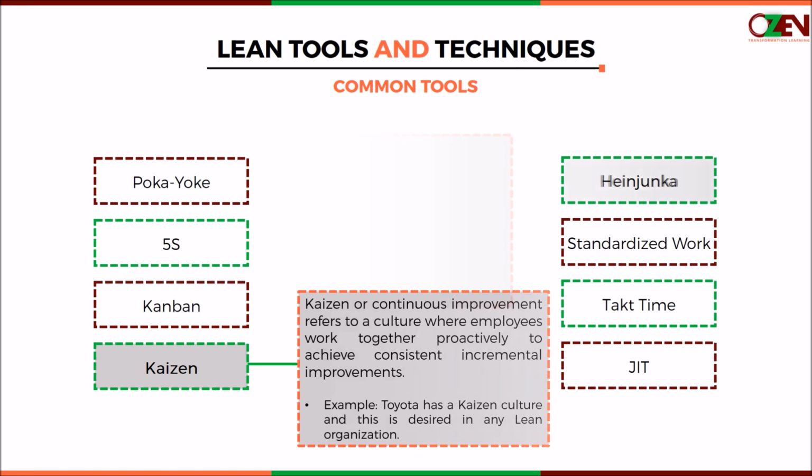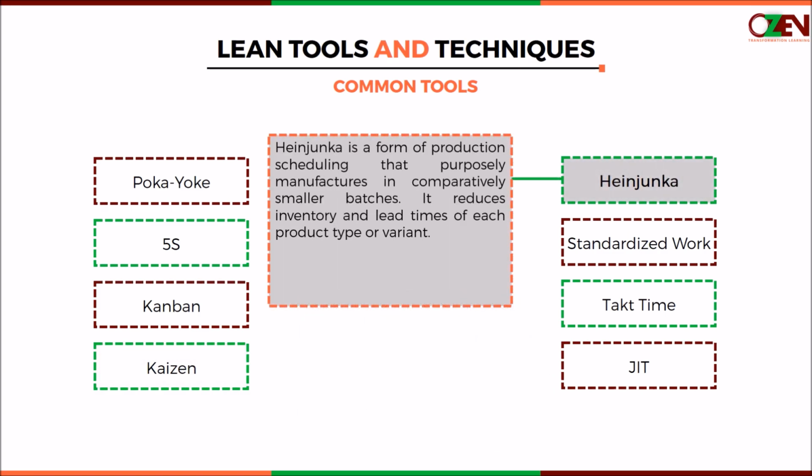Heijunka is a form of production scheduling that purposely manufactures in comparatively smaller batches. It reduces inventory and lead times of each product type or variant. For example, Zara's ability to change and update clothing styles and provide them to customers quickly.